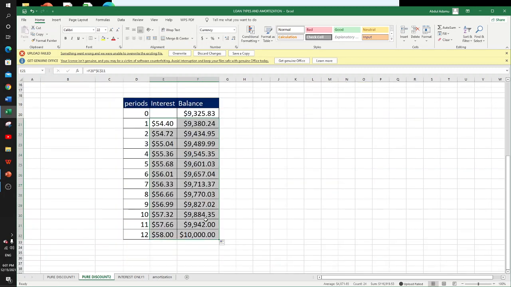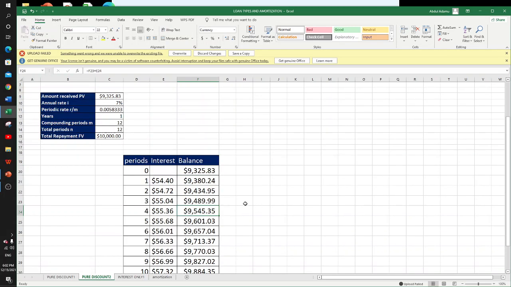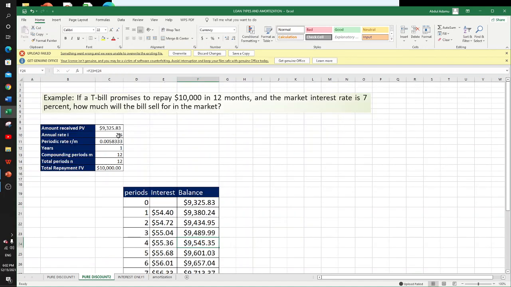You see, so at the end of the 12th month, you can see how it amounted. So this is interest in the first year, second year, third year, like that. When you add this together and this minus this will give you that. So this is how we do pure discount rate. All you need to do is to know how much it will sell. We'll see more of this when we get to bond.